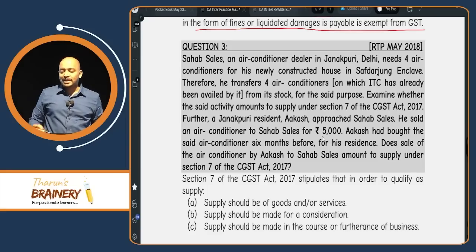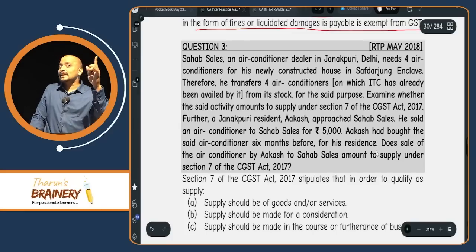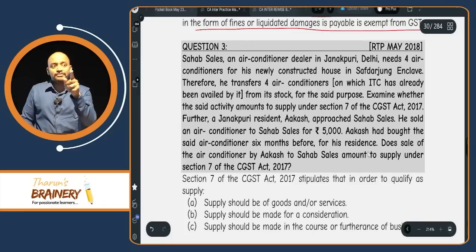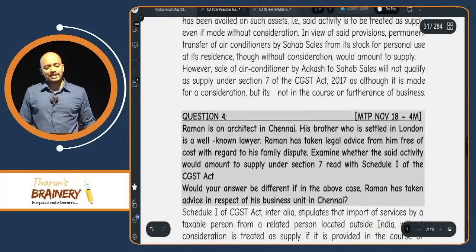He is one individual, and this Akash bought the said air conditioner 6 months before for his residence. So this is just like the example which I told you. Mobile, you have a mobile, you sell it on OLX. Whether it will become supply? No, because it is not in the course or furtherance of business. Does the sale of air conditioner by Akash to Shahab Sales amount to supply? No, it is not a supply.